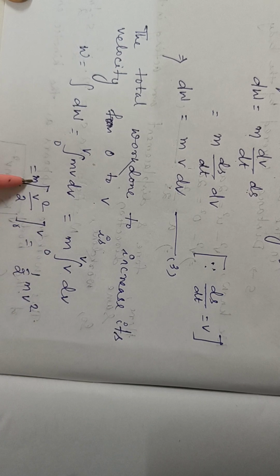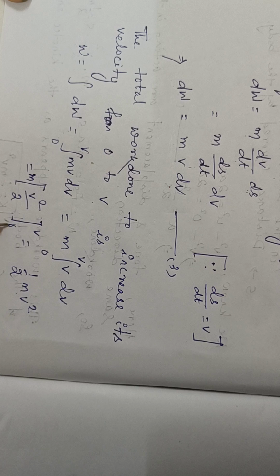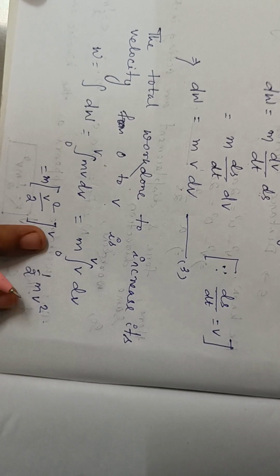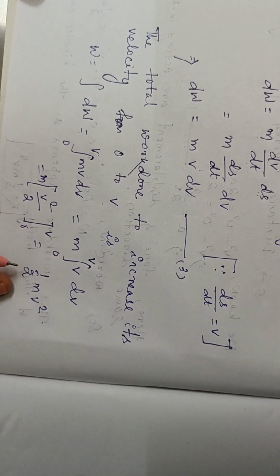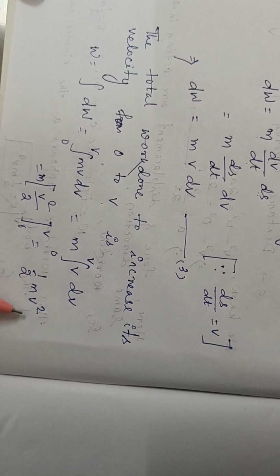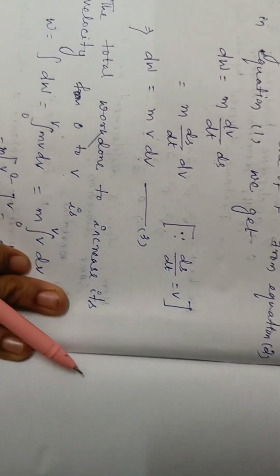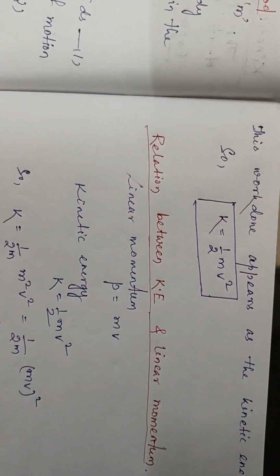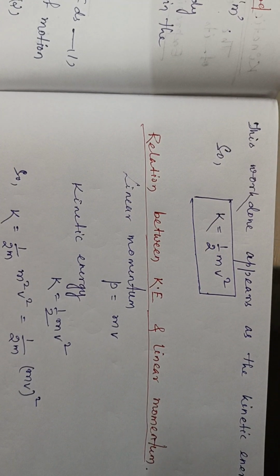m is taken out. v square by 2, and the limit is 0 to v. So by putting the limit, v and 0, you will get that this is equal to half mv square. That means W is equal to half mv square. What is W? W is the work done. You all know it.